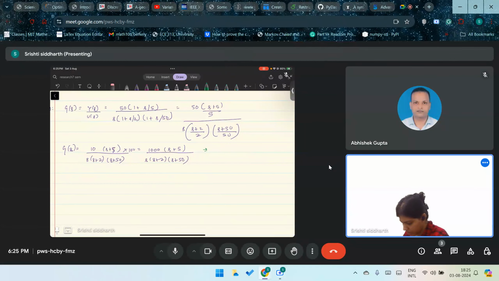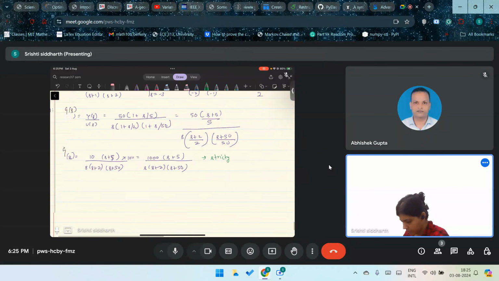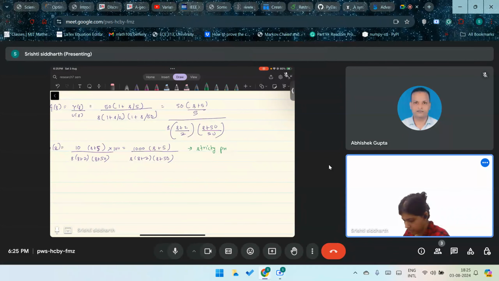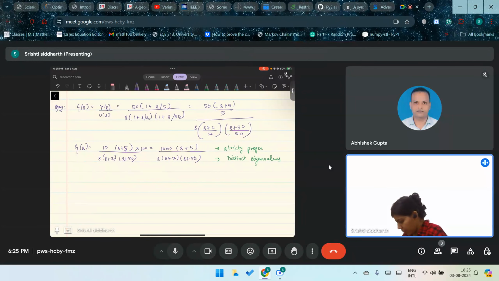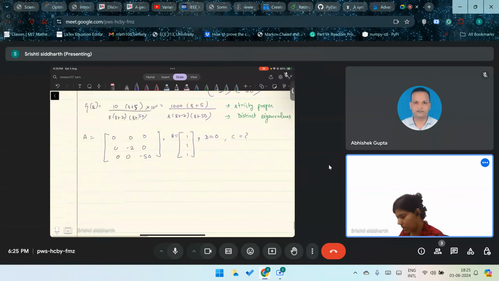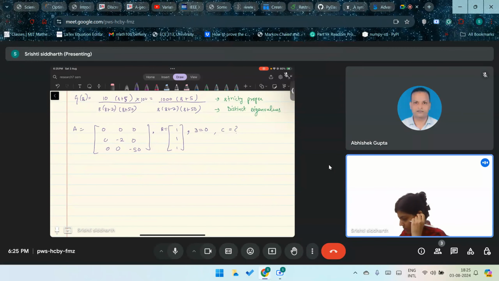So this is strictly proper, and this has distinct eigenvalues. So we already know what the A matrix is going to be: 0, minus 2 and minus 50 on the diagonal, zeros everywhere else. B is going to be a column vector of 1s and D is going to be 0. We need to find out what C is. So let's quickly perform the partial fraction expansion.